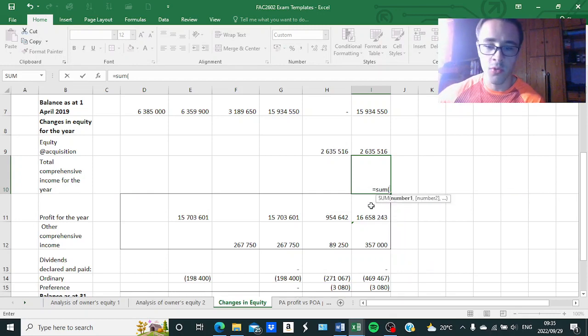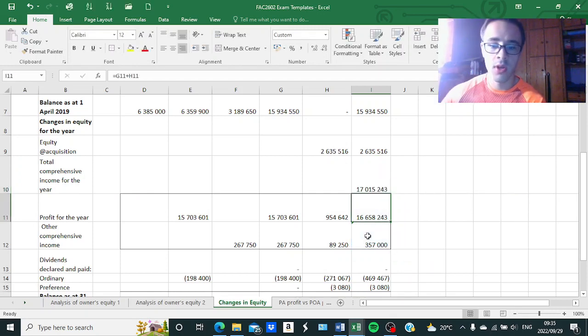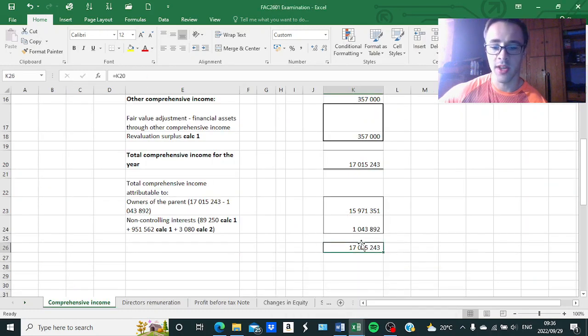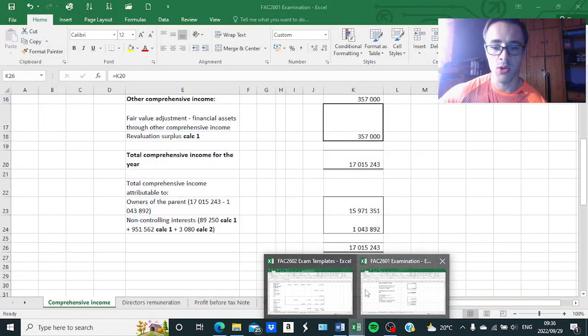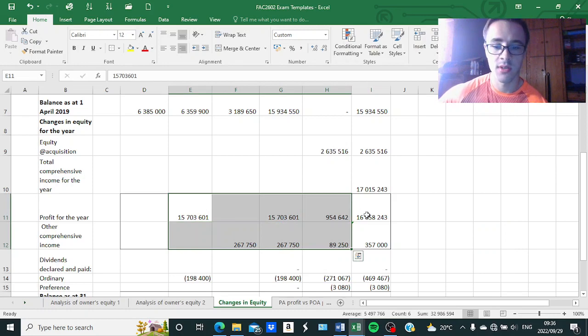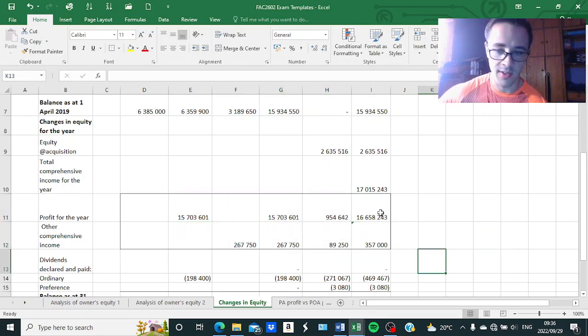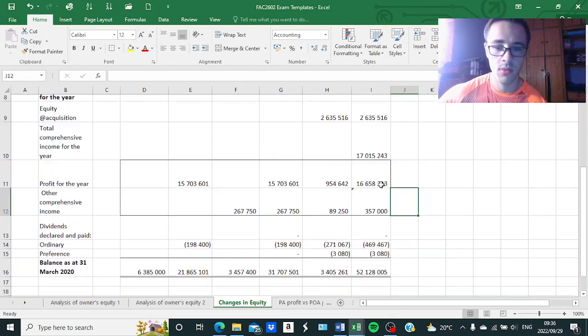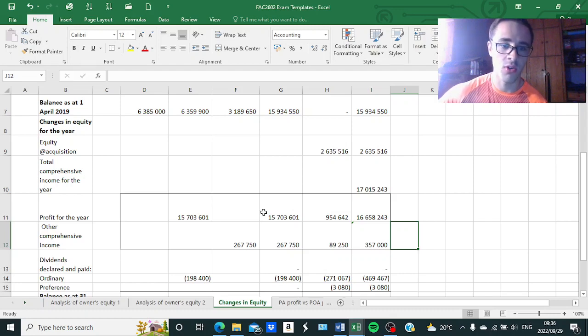So total comprehensive income for the year for the group would be 17,015,243, and this one should correspond to the amount right here. These two need to be the same. The difficult part here is to split the totals between the profit for the year and other comprehensive income, because you now have to take the parent as well as NCI into account. So make sure that you study that calculation very carefully, because it is quite a tricky calculation.